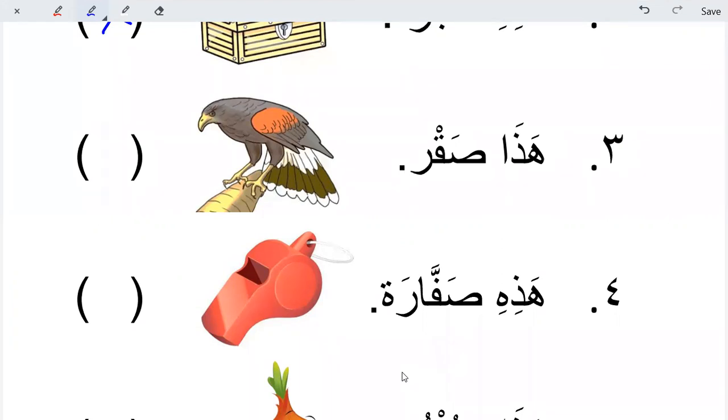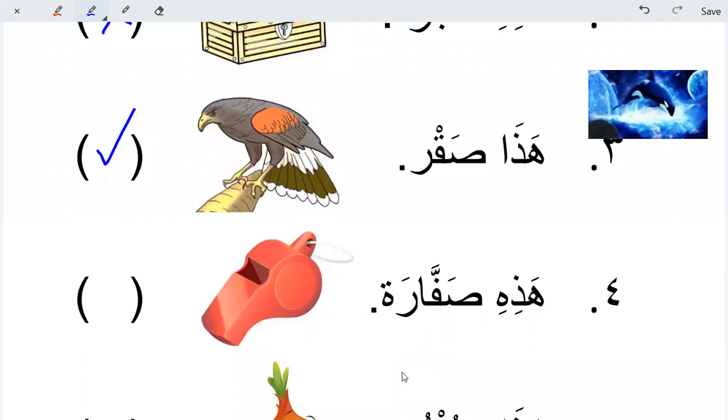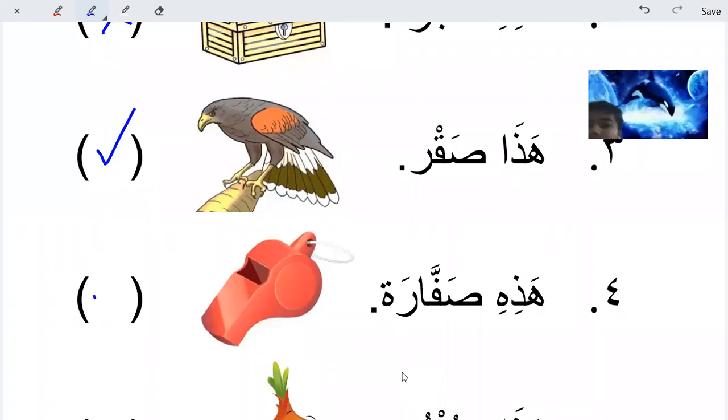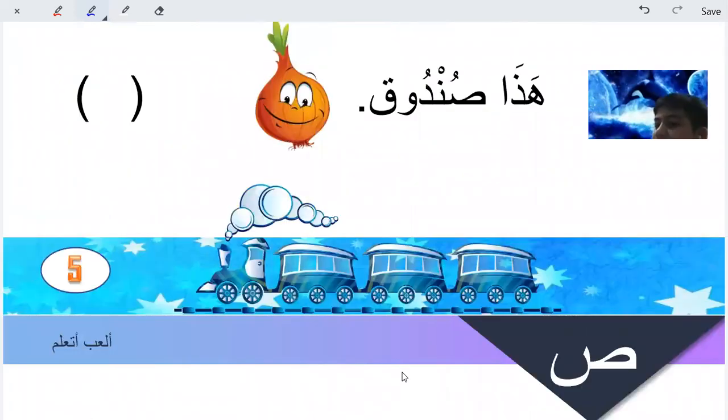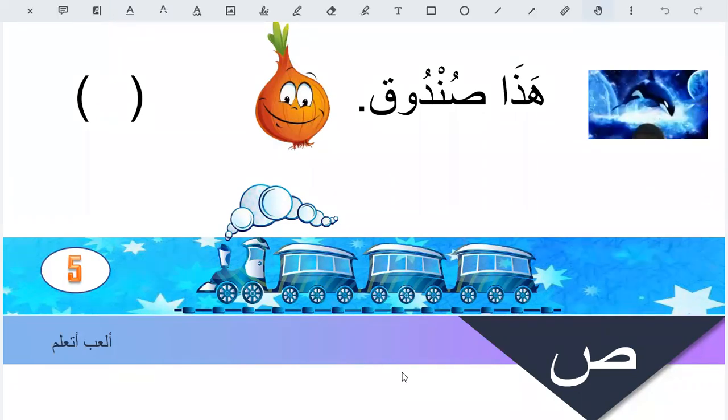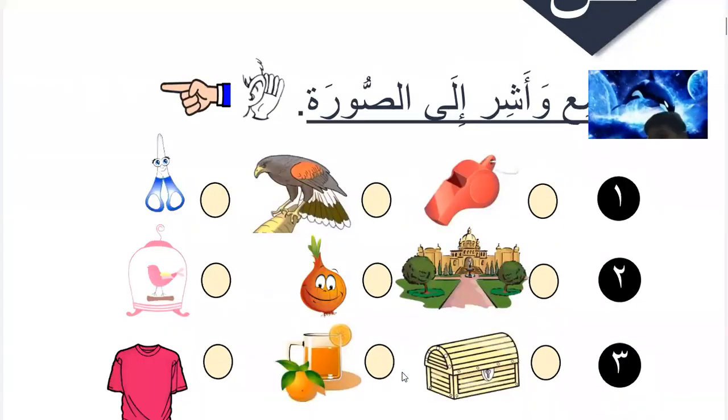Hadha qasr is sahi. Good. Hadhihi safara is sahi. Good. Then hadha sunduk is khata. Translation? Sunduk, let me think. It's probably a chest. Yeah, a box. This is a box.